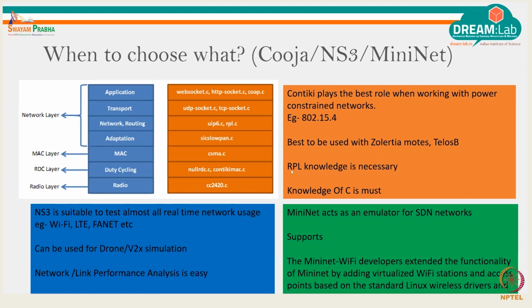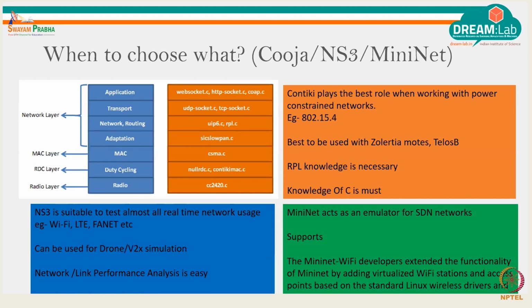It's very important to be aware of RPL, which is the routing protocol for low power lossy networks, and knowledge of C is very important to work with the Cooja simulator. But when it comes to NS3, it is not limited to power constrained networks; you can work with several other protocols as well, whether it is Wi-Fi, LTE, flying ad hoc network, or mobile ad hoc network. All of them can be simulated using NS3.